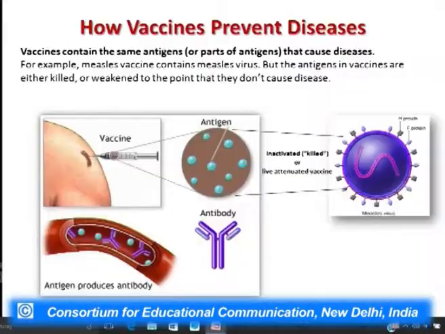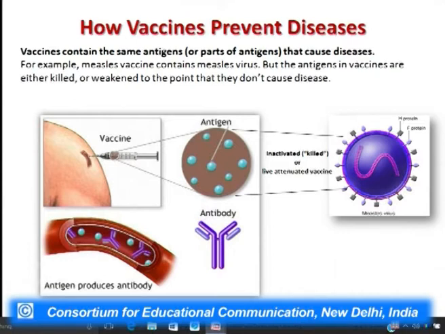Now, how do vaccines prevent disease? Here, as you can see in the example, a vaccine contains the same antigen, or a part of an antigen, that causes disease. So, vaccines are nothing but an attenuated or weakened pathogen, or a killed pathogen: live attenuated, killed, or a part of the pathogen. For example, the measles vaccine contains measles virus, but the antigens in vaccines are either killed or weakened to the point that they do not actually cause a disease.